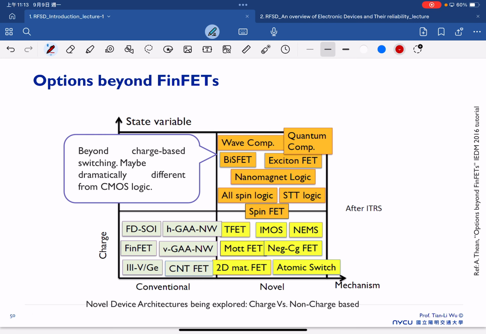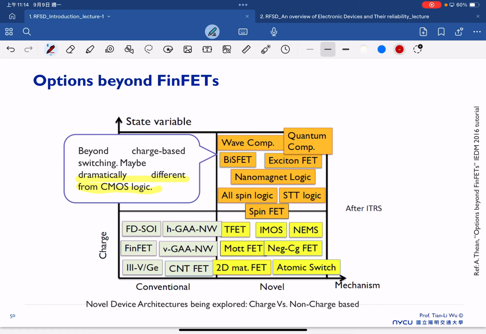And also we have some more advanced concepts. This is completely beyond charge-based switching, and can be dramatically different from CMOS logic. You know nowadays the CMOS logic is the main dominating technology in our semiconductor world. But if you try to implement these very new advanced transistors, it could completely change the CMOS logic. That means not only the device concept needs to be revised, but also at the circuit level, the circuit designers need to use a different way to design the circuit based on this new device.